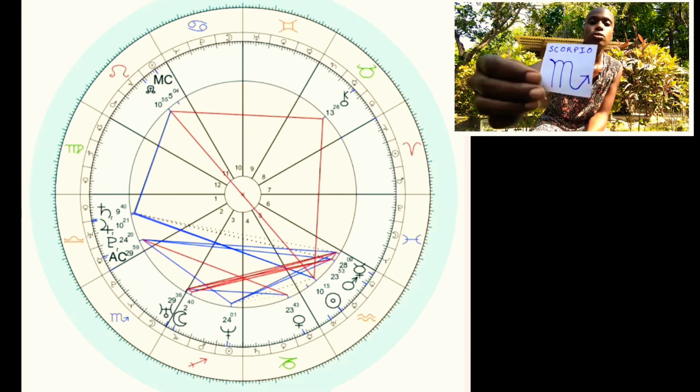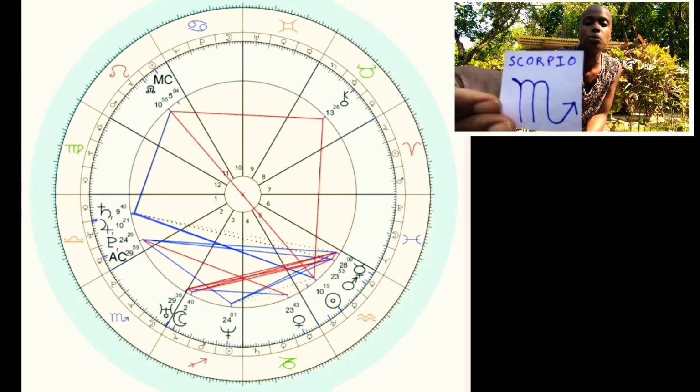Then we have Scorpio. Scorpio is a water element. Find it on your chart, label it. It has this arrow, it's like an M with an arrow tail. Find it and label it. It's a water element.